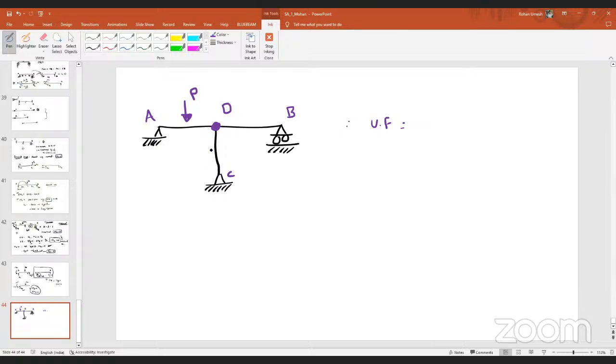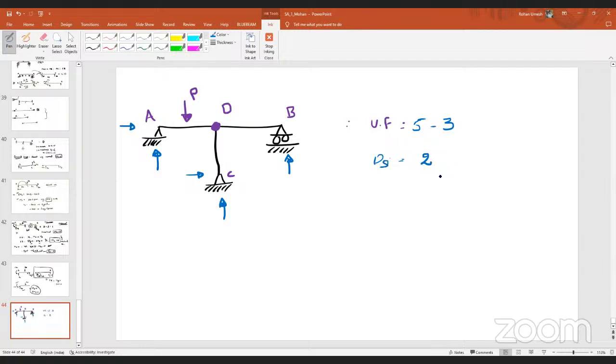There is one vertical element also. If it is a plane problem, don't hesitate to consider all the forces. So at A, how many can I consider? 2, upward and horizontal. At C also, 2 are possible, and at B, 1. So total, how many? 5. Equilibrium equations, 3. So the total indeterminacy is 2.